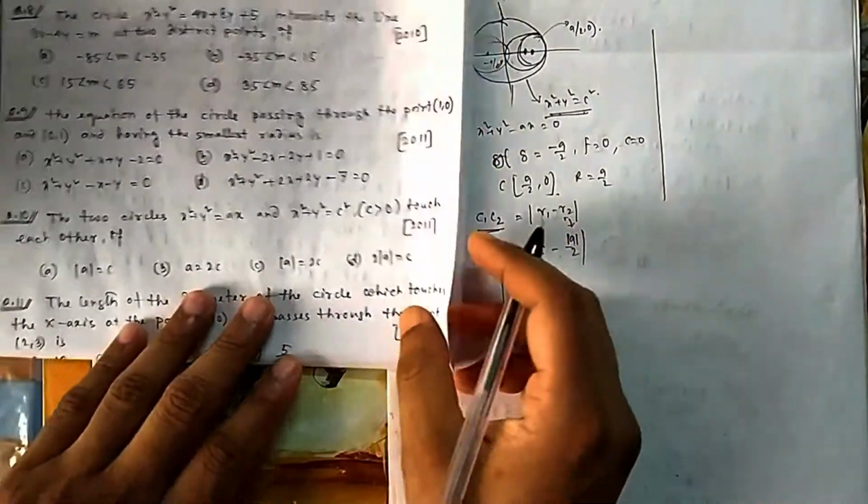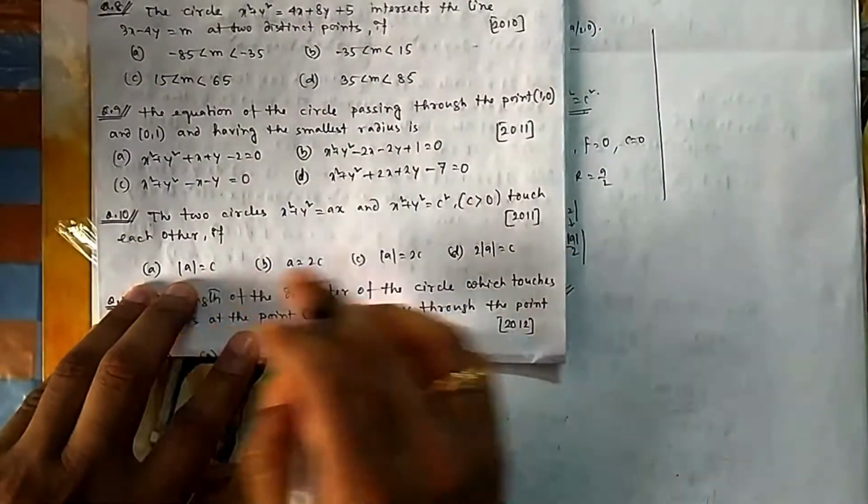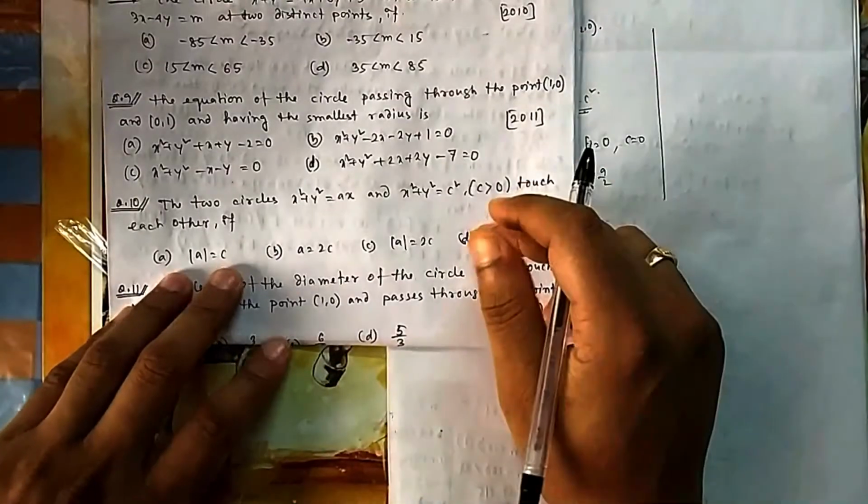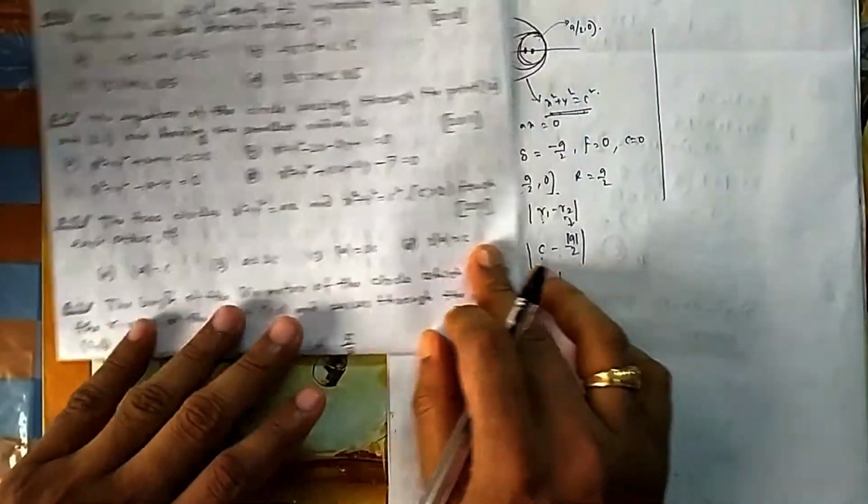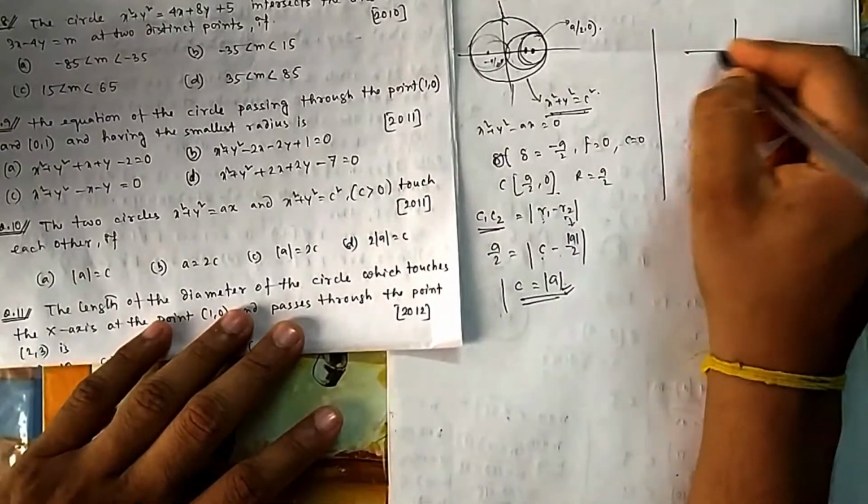So you can see one option is there with C is equal to mod A, so obviously A will be there, and it is a single correct answer, so obviously this is the answer. But still we will check the other one. What was the other one?